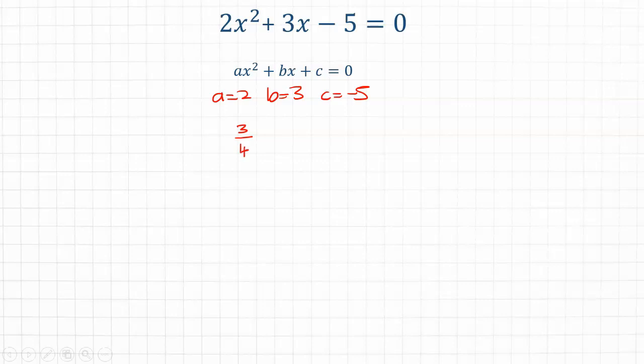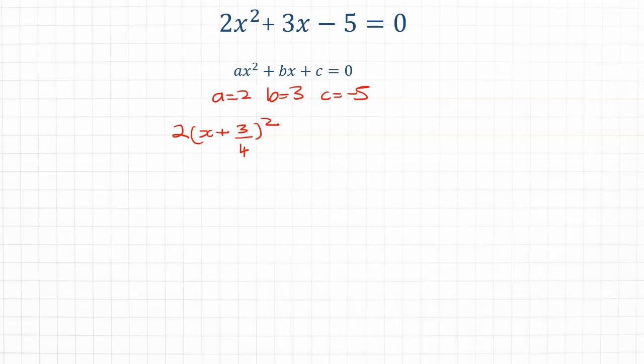So we get the fraction 3 over 4. We now add this 3 over 4 to x and square. Then we multiply this square term by a again. So in this example we have x plus 3 over 4 whole thing squared times a, which is 2, or 2 times x plus 3 over 4 whole thing squared.